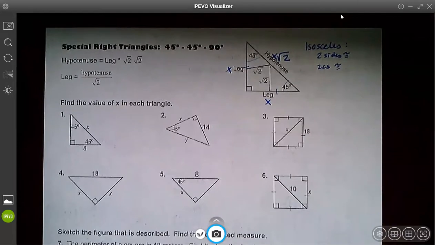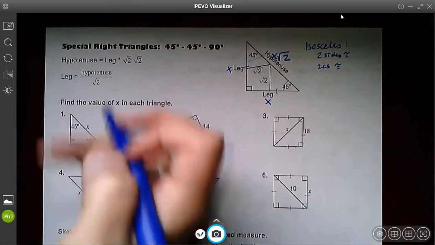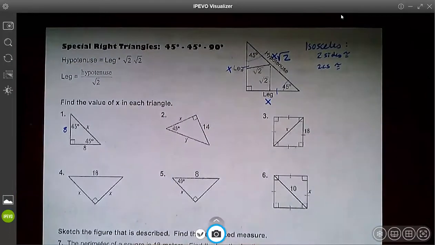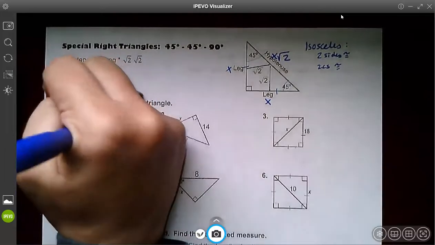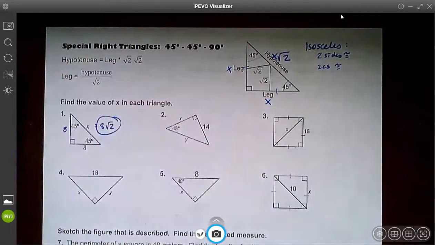So 45, 45, 90 has 2 of the same sides, excuse me, and 2 of the same angles, and it uses the square root of 2. Our 30, 60, 90 triangle has a 30 in it, and it's going to use the square root of 3. That's kind of how I remember what to do there. So find the value of x in each triangle. I'm just going to find all my missing sides. When I'm given a leg, know that because it's 45, 45, 90, both legs are congruent, and then my hypotenuse there is going to be my leg times the square root of 2, so 8 root 2.